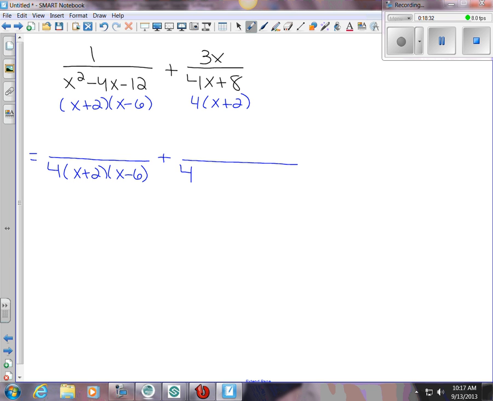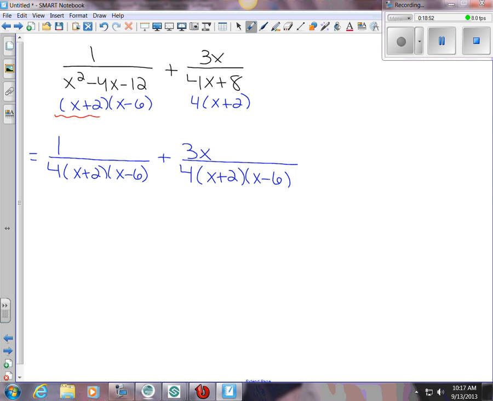Excellent. So some of you are having trouble moving from two fractions to one fraction, so I'm just going to put in an extra step so you can see how we did that. I'm leaving my numerators as they were, and I'm writing both fractions with the new common denominator. Are we okay with that?